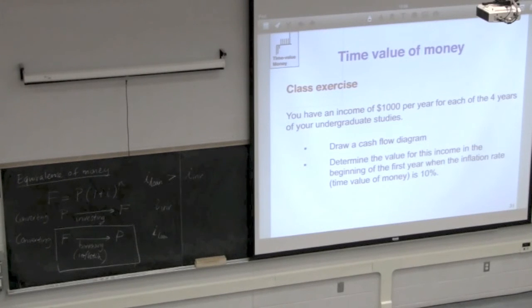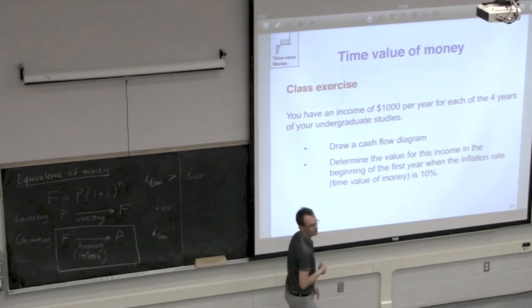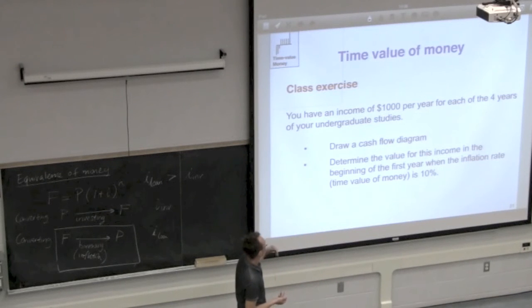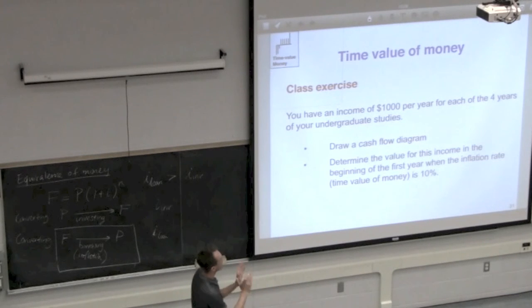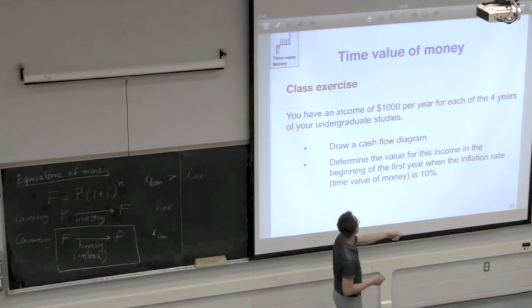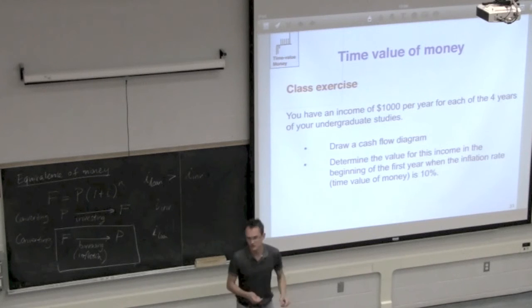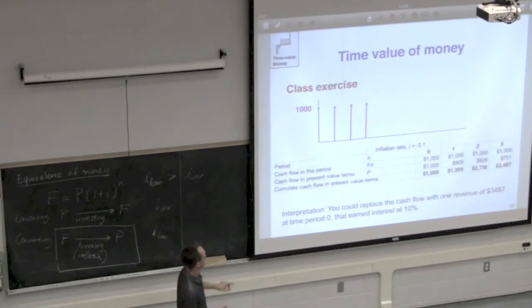Let's say your parents or a family member is giving you $1,000 at the start of the year for each of the 4 years of your undergraduate degree. So every September they give you $1,000. My period that I'm considering is from September to August, September to August, for 4 consecutive years. That family member writes you a check for $1,000. Next year, another $1,000, another $1,000, another $1,000. Draw a cash flow diagram. Very straightforward. So here's the solution to that.